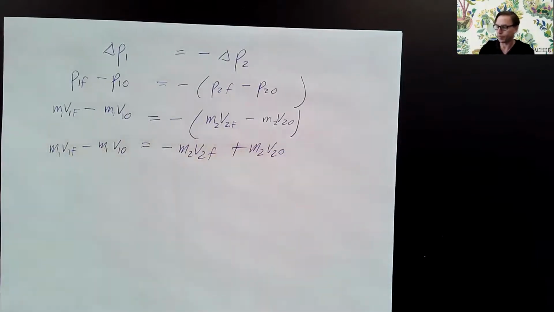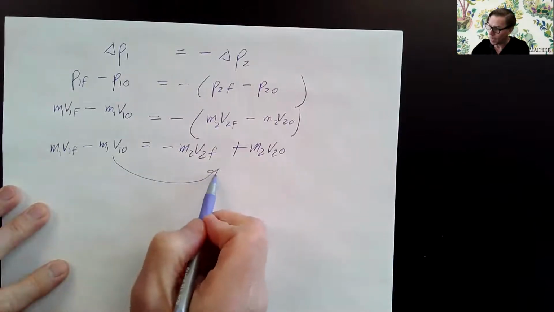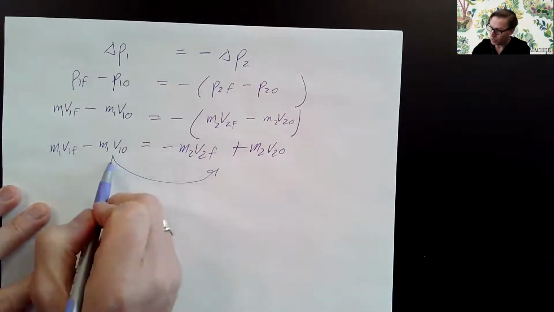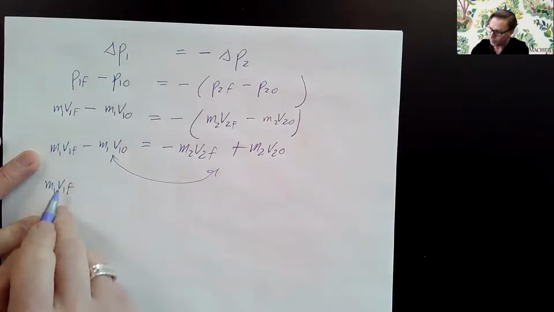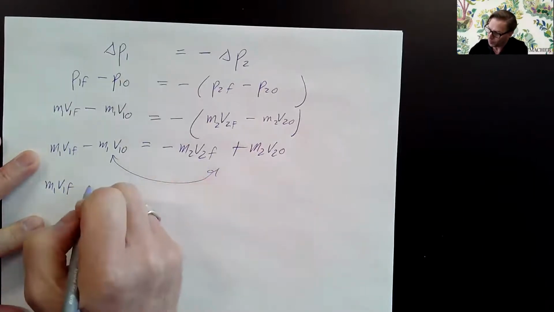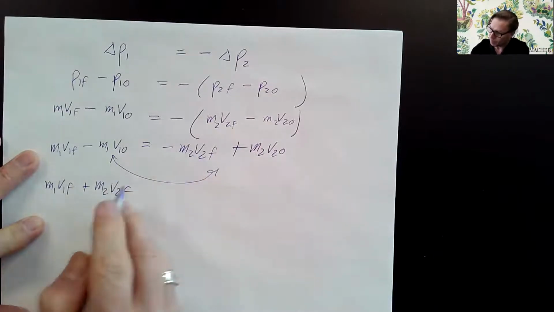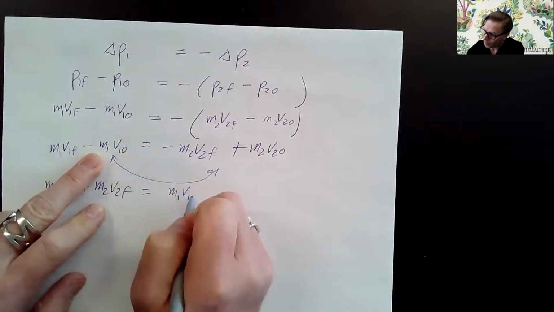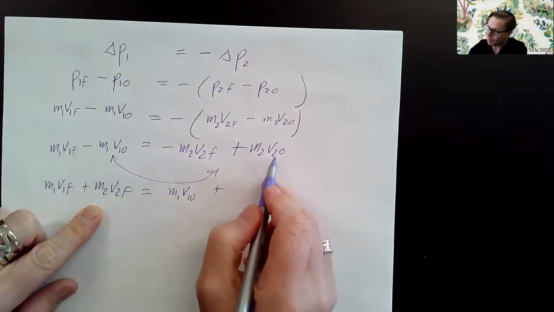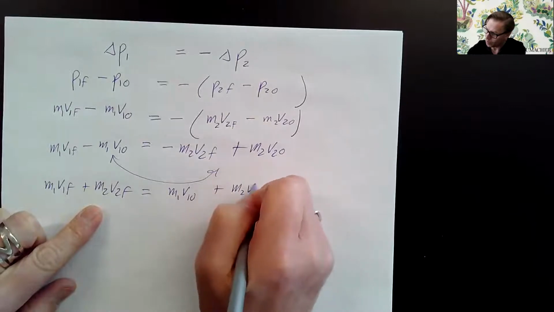negative is positive, M2V2 initial. And now I'm going to move the negative things to the other side. I'm going to move this one over here so it becomes positive, and this one over here so it becomes positive. So I've got M1V1 final, that was already here, and I'm going to take this M2V2 final, and when I move it to the left, it too becomes positive. I'm going to take this M1V1 initial and put it on the right, so now it's positive. And keep M2V2 initial on the right because it's already positive.